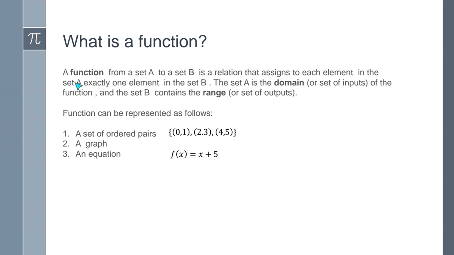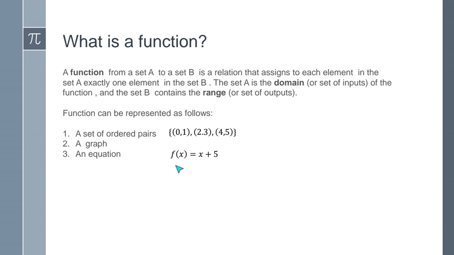The set A is the domain, or the set of inputs, and the set B is your range, which is your set of outputs. So whenever you're dealing with domain, you're looking at basically the x coordinates if you're working with x and y, and the range is the y coordinate. Okay. So we can represent functions as ordered pairs. That would look something like this. A graph, which is a graph, right? I'll show you some in a little bit. Or an equation, they might give it to you like this.